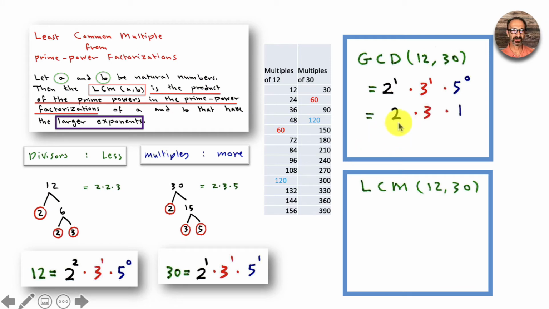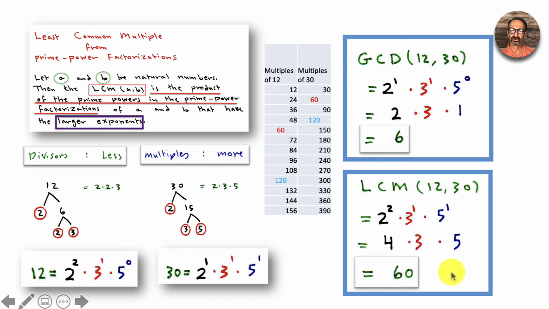Doing the math, that's 2 times 3 times 1, which is 6. Let's go for more. Least common multiple. 2 to the second, 2 to the first, we're going to take 2 to the second. 3 to the first, 3 to the first, we're going to take 3 to the first. They're both equal. And between the 5s, we're going to take 5, not 5 to the 0. We're going to take the higher, which is 5 to the first. Do the math, and that's 4 times 3 times 5, which is 60.